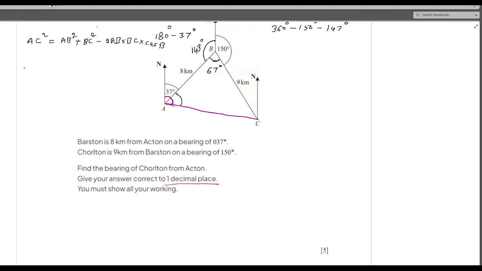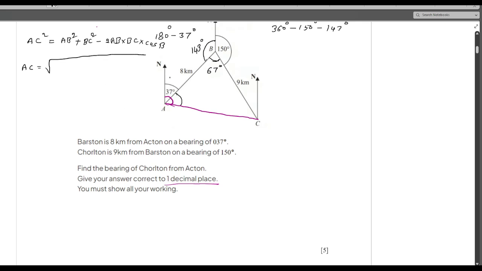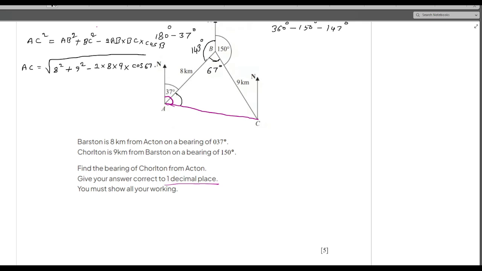Based on that, I will say that my AC will be square root of, now value of AB is 8, so 8 square plus BC is 9, so 9 square minus 2 times 8 into 9 into cos of 67. So when we work out length of AC, we will get 9.42. So AC is 9.42 kilometer.